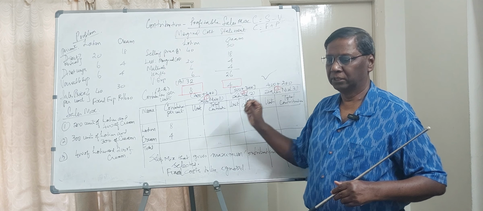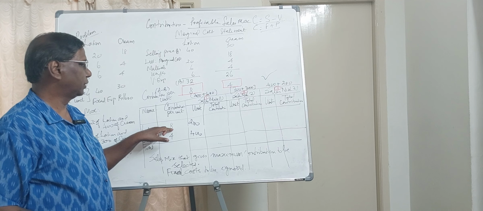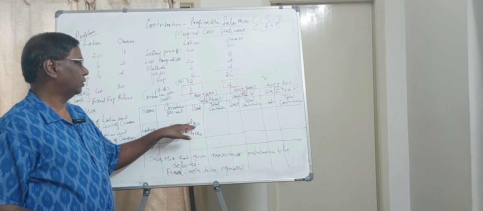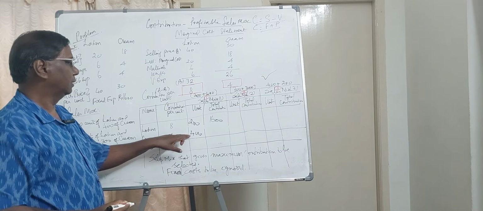In this case, we have already made a table. Contribution per unit is 8 for lotion and 4 for cream. For the first option, 200 units of lotion and 400 units of cream: 200 into 8 is 1600, and 400 into 4 is 1600, so the total contribution is 3200.